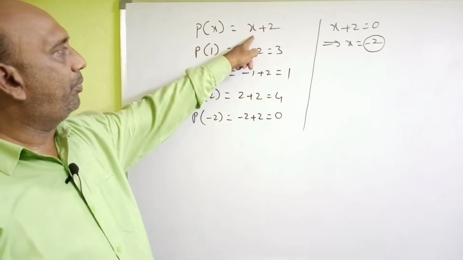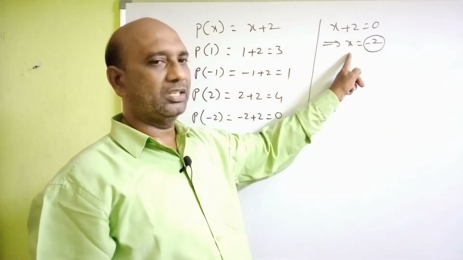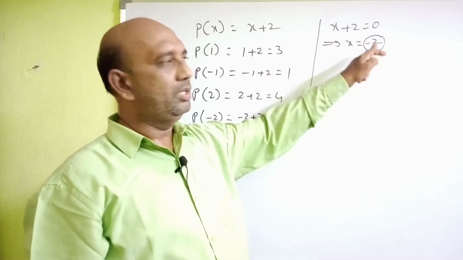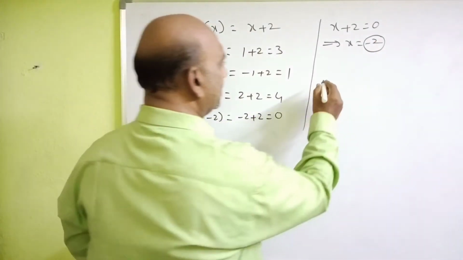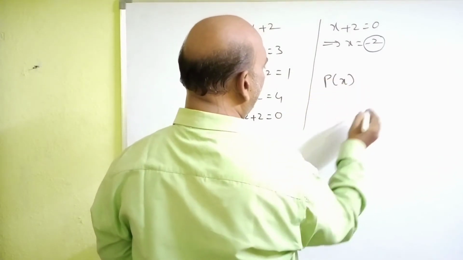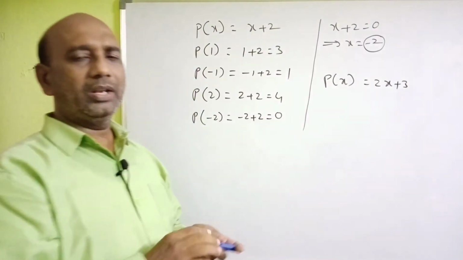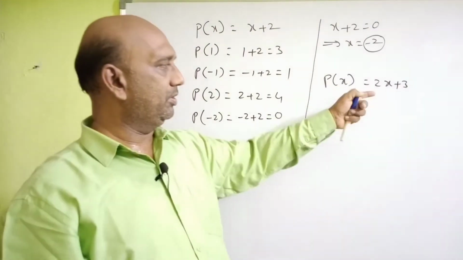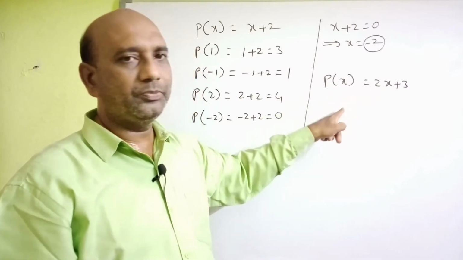That is, here the polynomial is x plus 2. Take that x plus 2 equal to 0 and find out that x value. That is, x is equal to minus 2. Therefore, minus 2 is the zero of the polynomial. Like that, let us take another polynomial, that is 2x plus 3. What is the zero of this polynomial? That means for what value its value becomes 0.